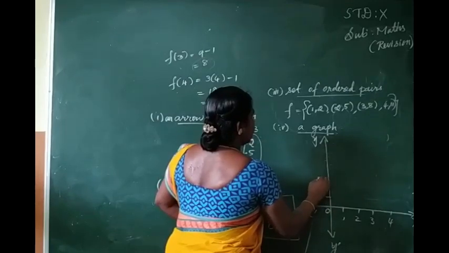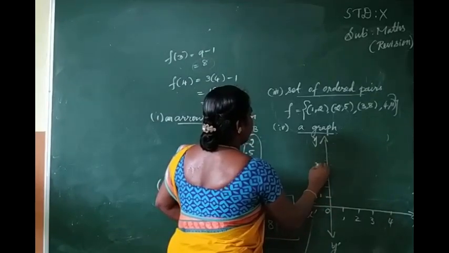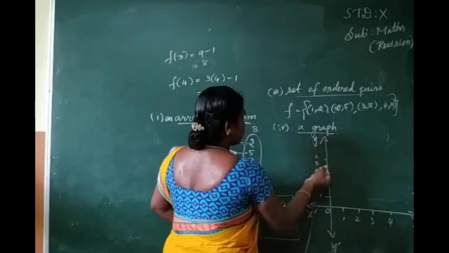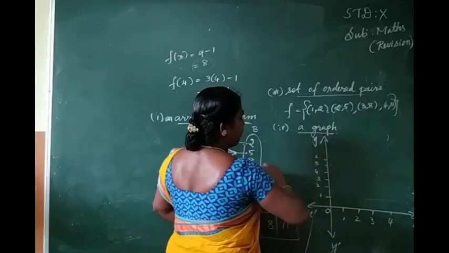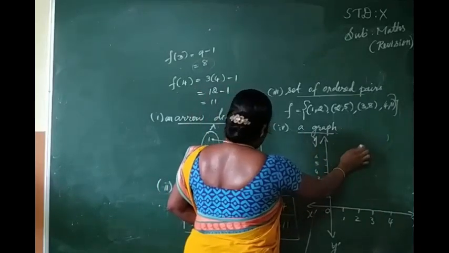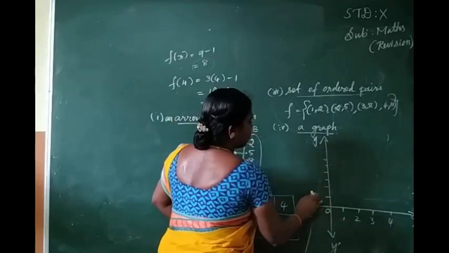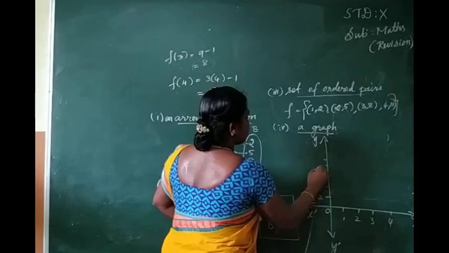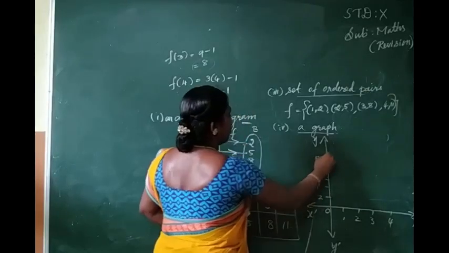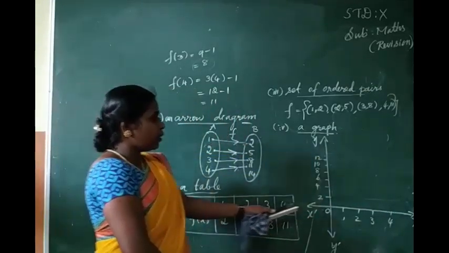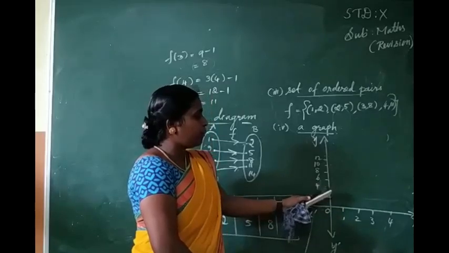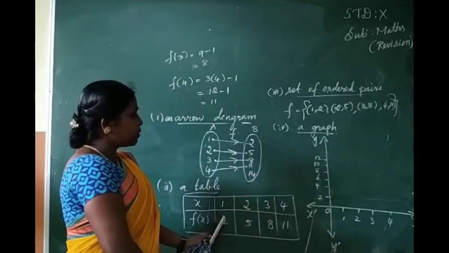2, 3, 4, 5, 6. Otherwise you can take 2 units. If you don't have space, you can take 2 units. Okay. 2, 4, 6, 8, 10, 12. Okay. So in between 0 and 2 is 1. In between 2 and 4 is 3. Okay. So the first point is 1.